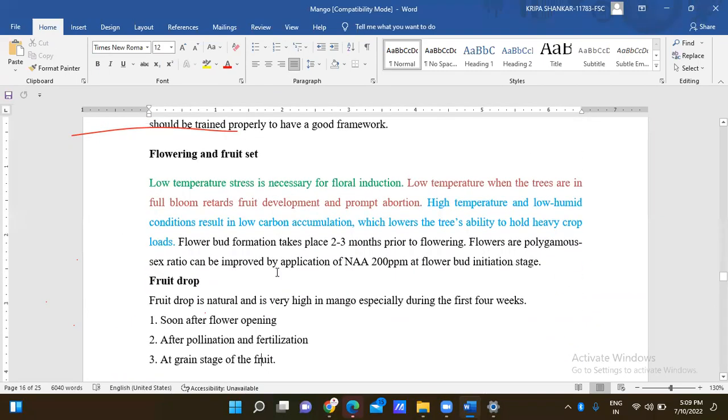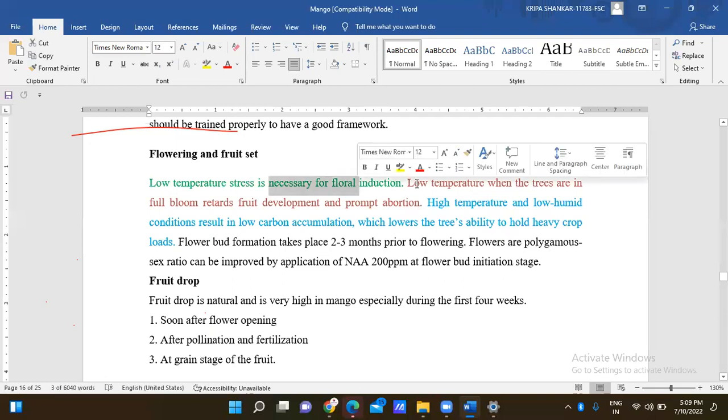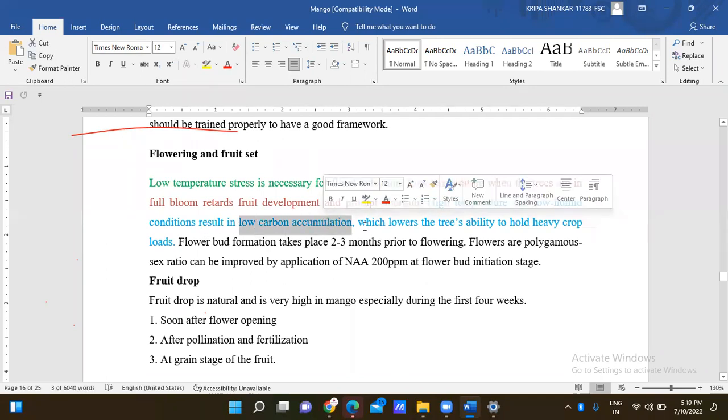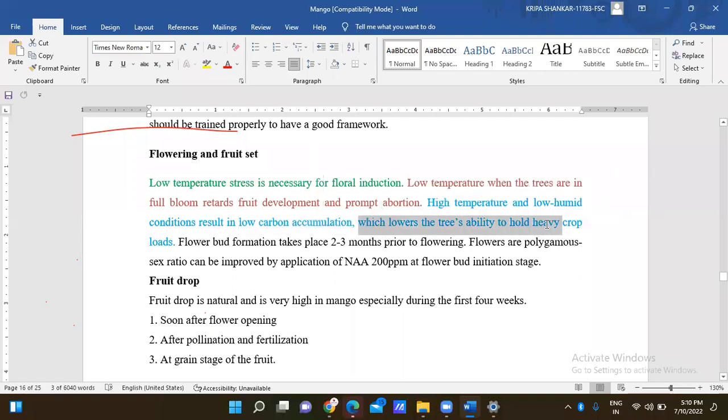Flowering and fruit set is there. In this case, see, low temperature stress is necessary for floral induction. Low temperature when the trees are in full bloom retards fruit growth and development. That is one part. Second part, you should remember that high temperature and low humidity conditions result in low carbon accumulation, which lowers the tree's ability to hold heavy load. So this point you should remember for statement kind of and assertion kind of questions.